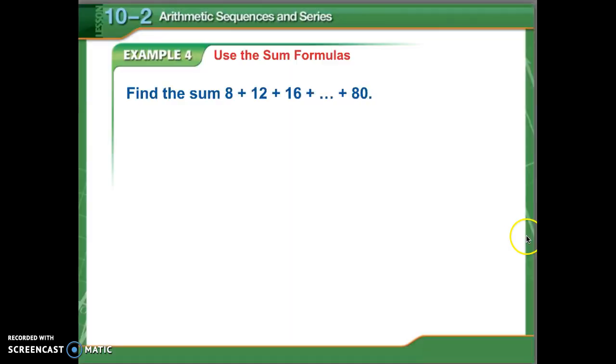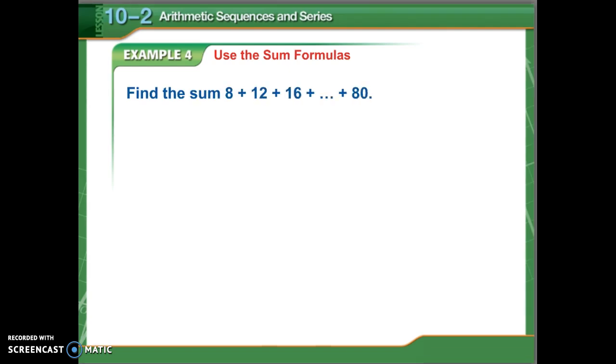So now we're going to apply those formulas in example 4 using the sum formulas. We're going to find the sum of 8 plus 12 plus 16 plus etc. plus 80. So doing this by hand would be a whole lot of work, because not only would you have a lot to add, you also have to find all the missing numbers that are in between here that they don't show you. So because of that, that's why these formulas were identified.